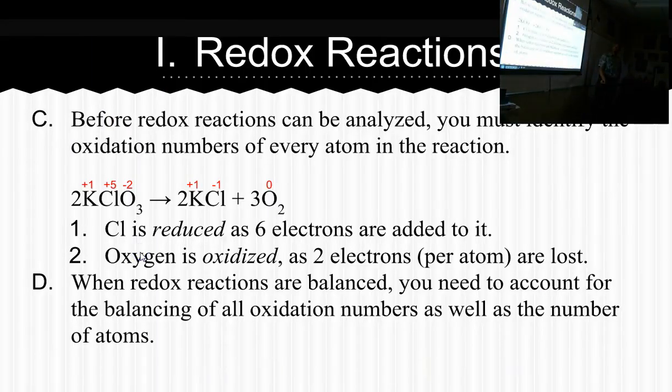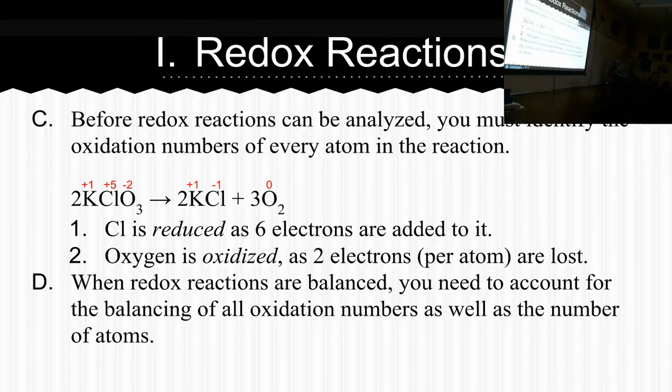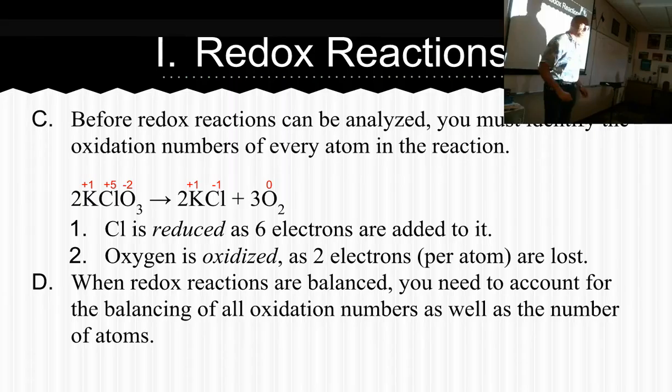Okay? Take a second, write this down. Before we analyze a redox reaction, we need to identify the oxidation numbers for every atom in the reaction. And so these red numbers that I've written above here, these are the oxidation numbers.